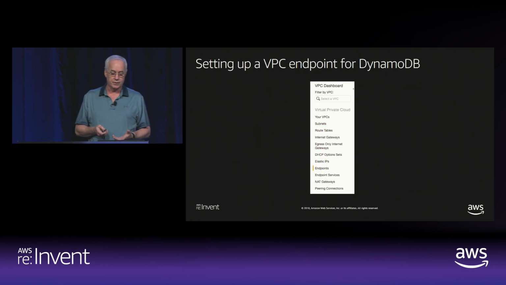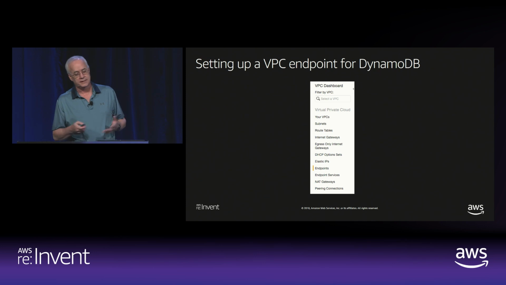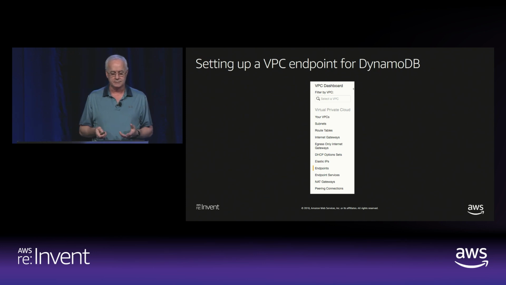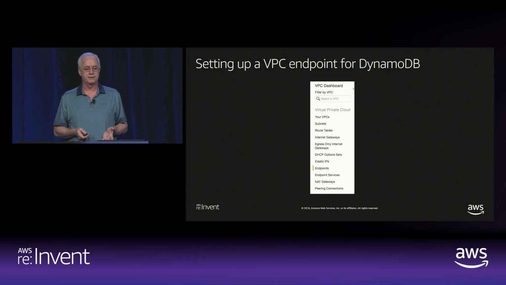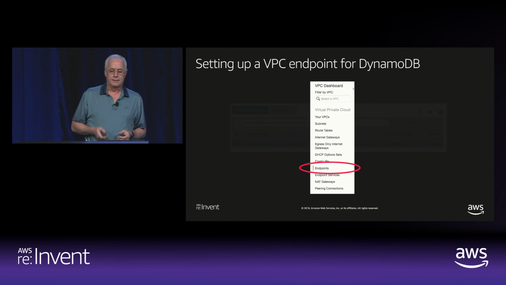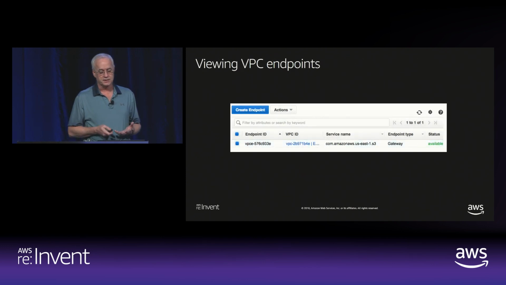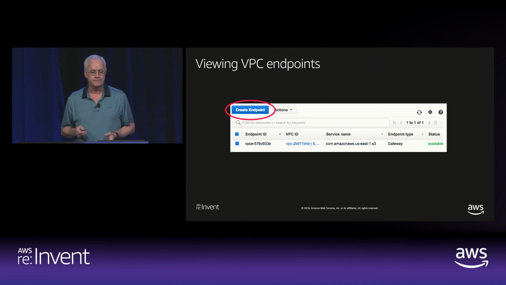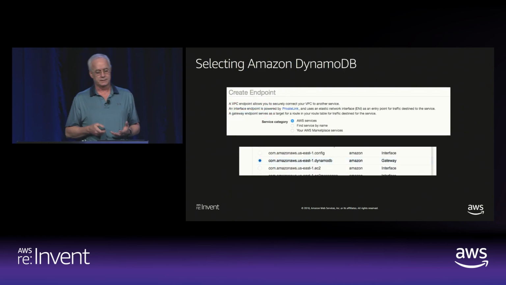So to set this up, you go to the console. And yes, you can do this in the CLI and other ways, but I'm going to do it from the console. You go to the VPC console, and you select your endpoints. And then on the endpoints, you're going to select Create Endpoint. In this case, I already have an endpoint for S3, but I'm going to be creating an endpoint for DynamoDB. And when I go in, I get to select an AWS service, and I select DynamoDB.